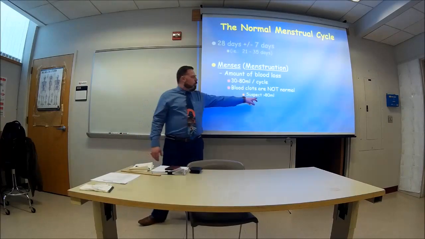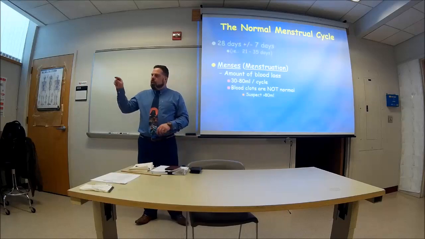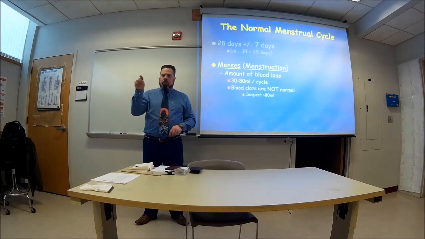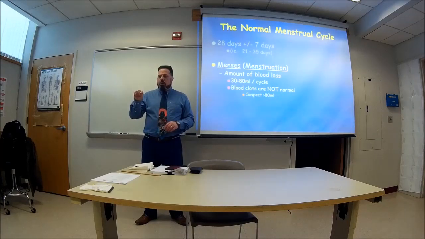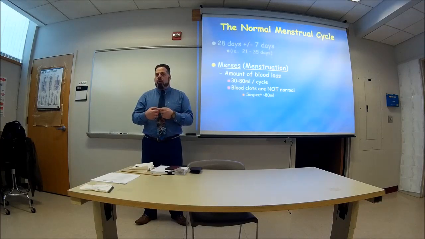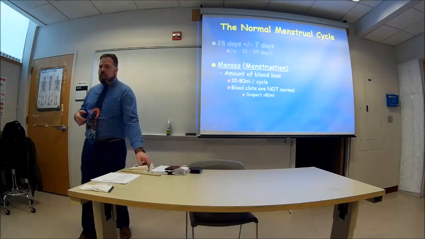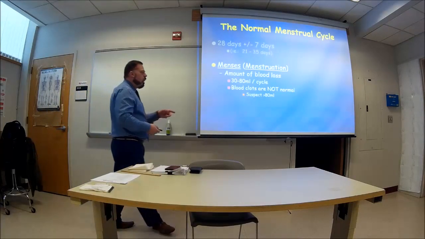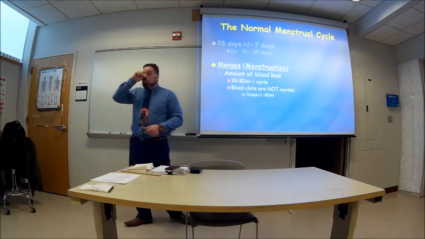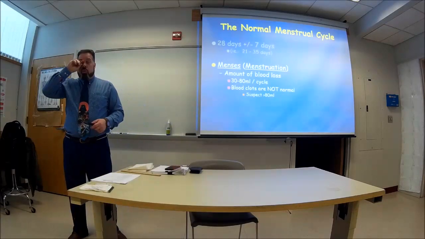So if you have something that's going to be more than 80 milliliters, then the blood is going to be coming out of the cervix, out of the womb. And when you're sitting down, your vagina is going to be filling up with blood. It's going to fill up and fill up, and it's going to coagulate, because it's sitting there like you're sitting in a chair. Then when you get up, you have a blood clot that comes out because it was getting bigger in the vagina. Does that make sense? Okay. So if there's blood clots, that is not normal because you're doing more than 80 milliliters per cycle.